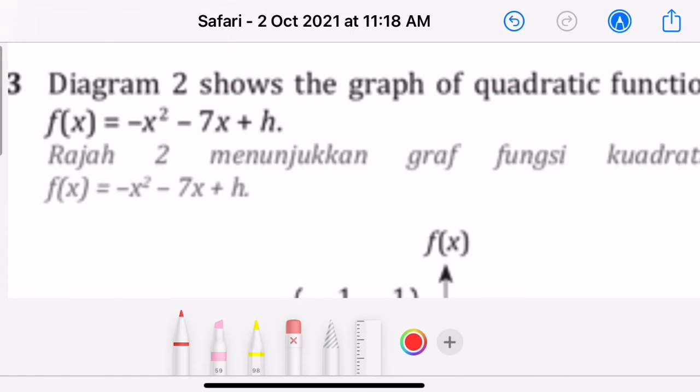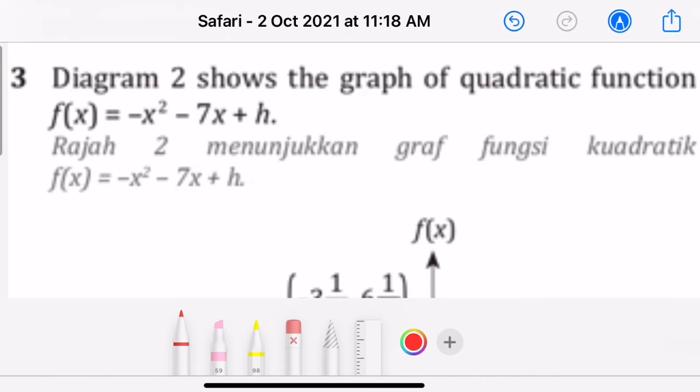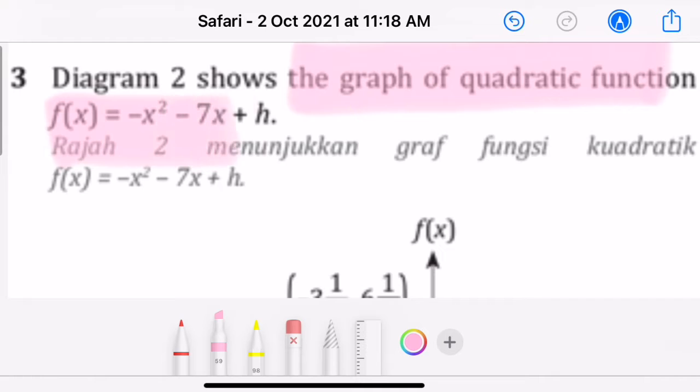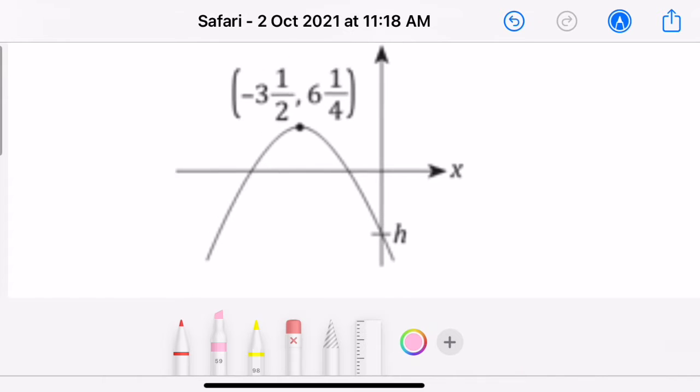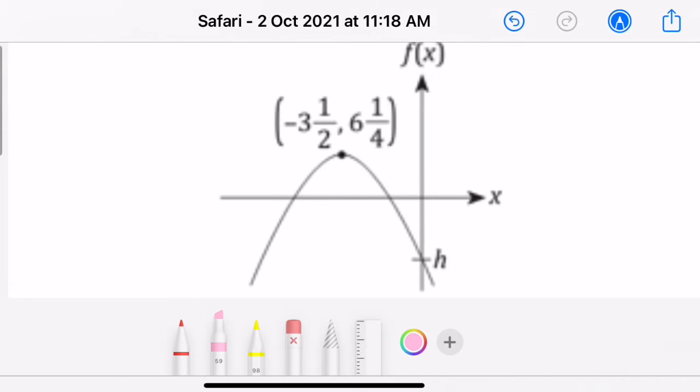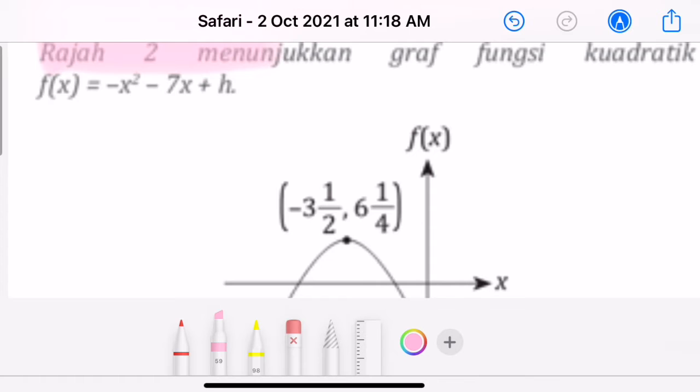Now let's look at number 3. Diagram 2 shows the graph of the quadratic function f(x) = x² - 7x + h. So we have to determine the value of h. In this case, you can use a formula, or you use substitution. You can substitute the point into the x here. That means you will substitute -7/2.